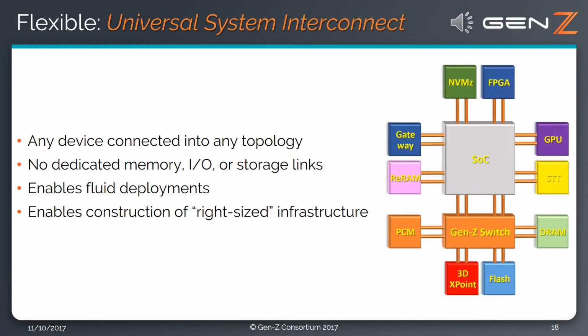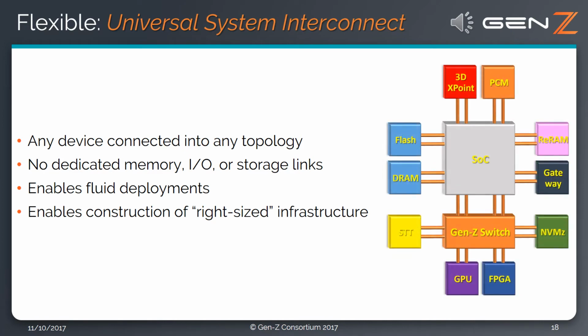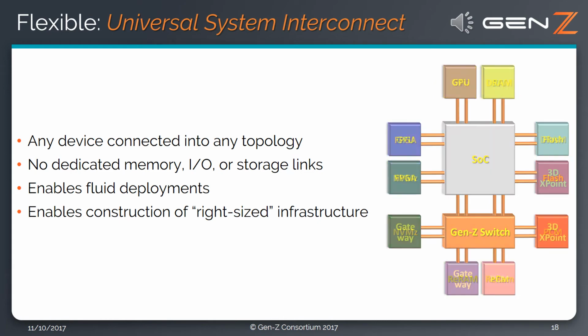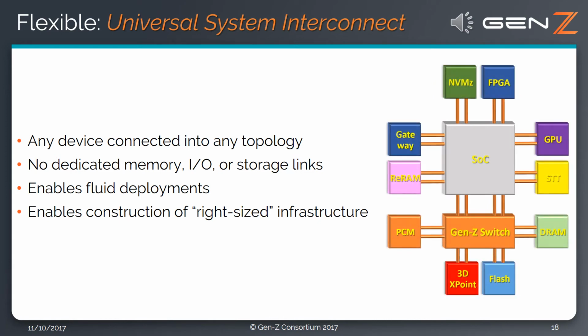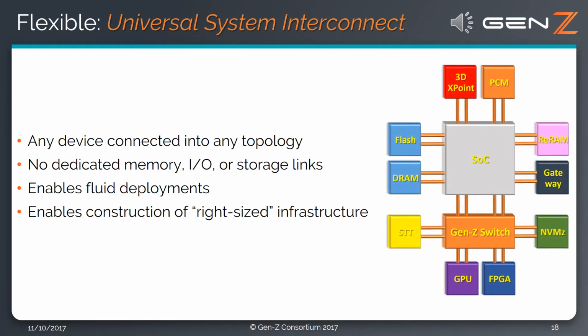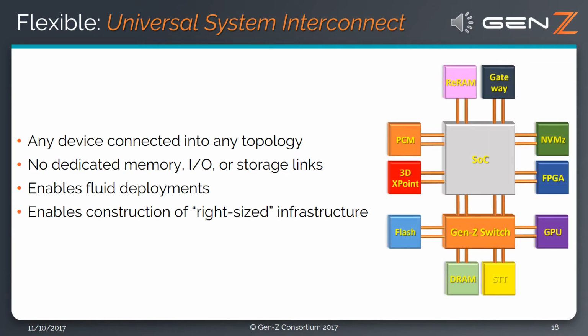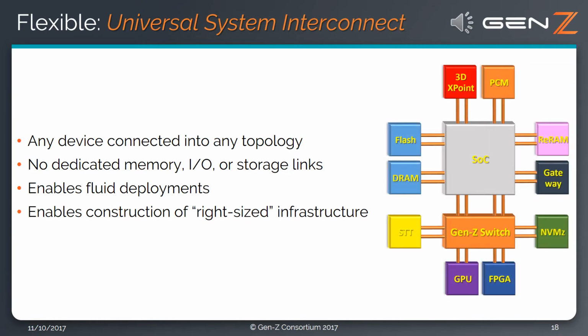Gen Z is the universal system interconnect. In the animated figure to the right, we have an SoC, for example a CPU, that is connected to an external Gen Z switch. Any type of Gen Z enabled component can be connected to any Gen Z link. We don't have dedicated memory links or I/O links or storage links. Any link can be used for any purpose for access to memory, I/O, storage, or even other compute components for the purpose of messaging or data sharing.